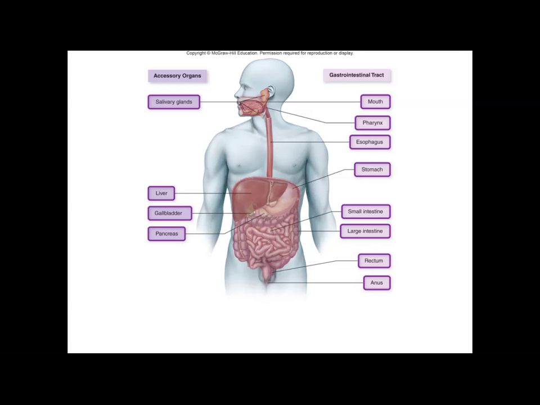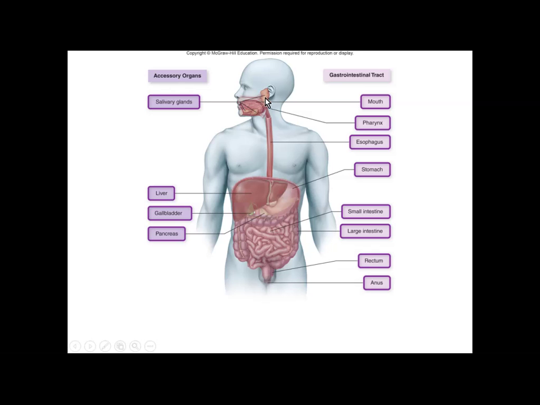So if we look at those main sections, we'll start off with the mouth, then we travel down to the esophagus. From the esophagus, the food will travel into the stomach. From the stomach, we'll go to the small intestine, which will have our duodenum, jejunum, and then ileum. Then we'll go to the large intestine, which consists of the cecum, ascending colon, transverse colon, descending colon, sigmoid colon, rectum, and then anus.